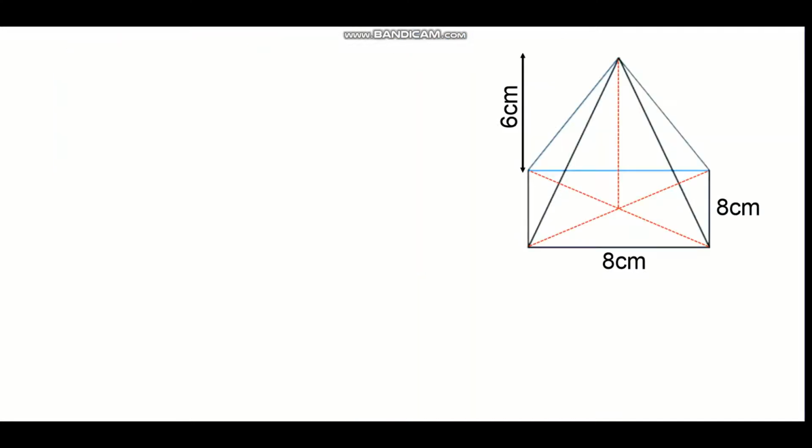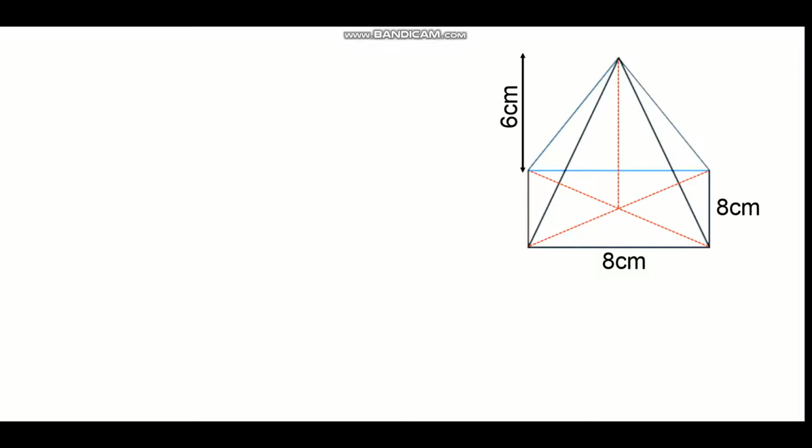Okay, so here's another variation of a 3D Pythagoras problem. Here we're given a square base pyramid. We know that the square lengths of the base are 8 centimeters each, and we know that the height of the pyramid is 6 centimeters from top to bottom. We need to find the length of one of the diagonal sides going from the base to the point. So we're looking for this diagonal edge running from the bottom to the top of the pyramid.